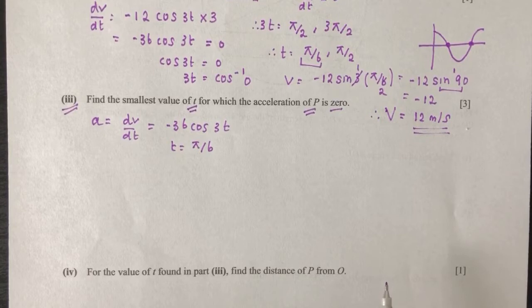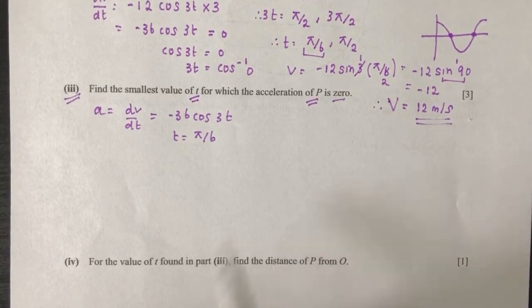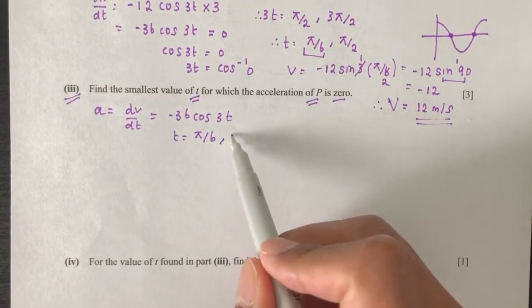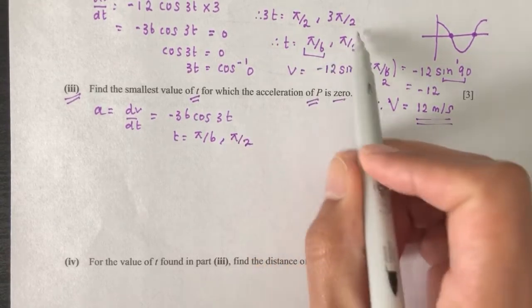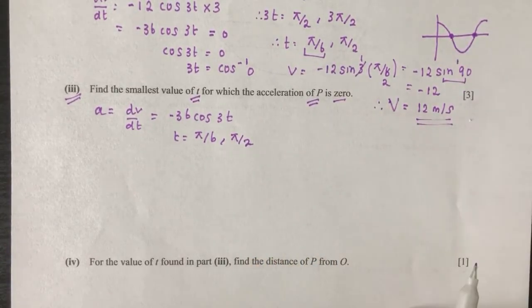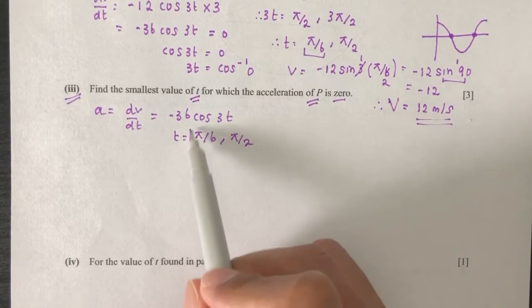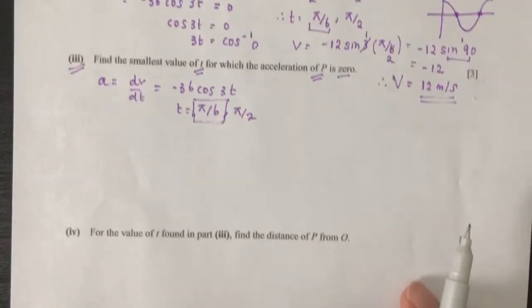Now we do have two values, pi by 6 or pi by 2, because as you can see here, there are 2 points where it is 0. So you can just choose this one, and that is okay as well.